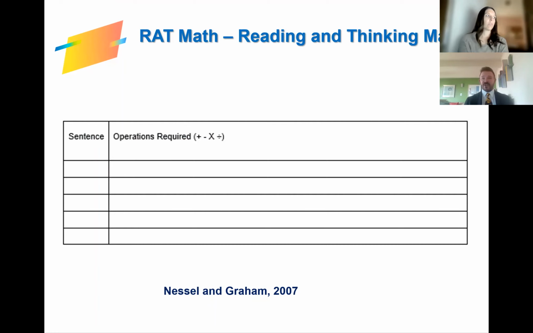This is a structure that I use called RAT math, or reading and thinking math. It is adapted from Nessel and Graham's Thinking Strategies for Student Achievement. What we're going to do is take a word problem, and for the sentences in the word problem, as the learner, I'm just going to stop. I'm not going to worry about getting it right. I'm just going to go through it. I'm going to say, based on these sentences, what are the operations that I believe are required for me to be successful with this problem?